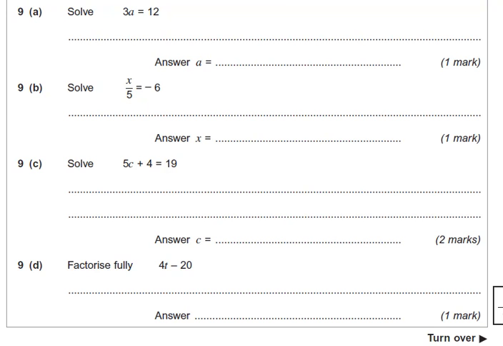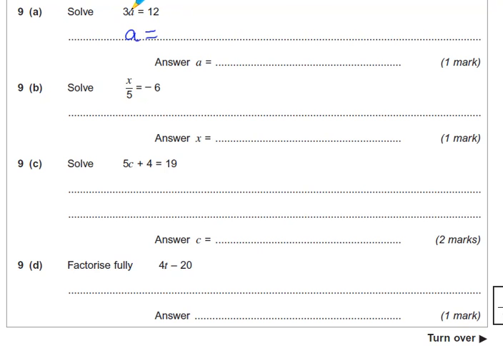Okay, question number 9. Part A. Solve 3a equals 12. First thing to note, it's an equation. It's got an equal sign. So we're looking for our answer, a is equal to something. If we're given that 3a is equal to 12, we want to find out what a is equal to.